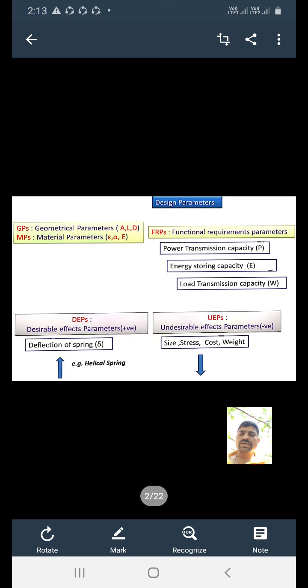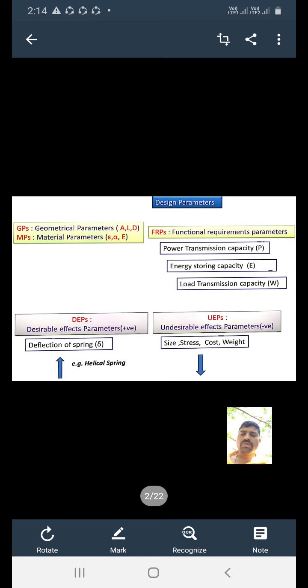Then we'll see the characteristics of the material parameters. The value of materials can be changed or selected only in discrete steps, not continuously. We can choose the value not continuously; we will get it one by one in discrete steps. If the material changes, then the value also changes. The material parameters are not independent of each other.